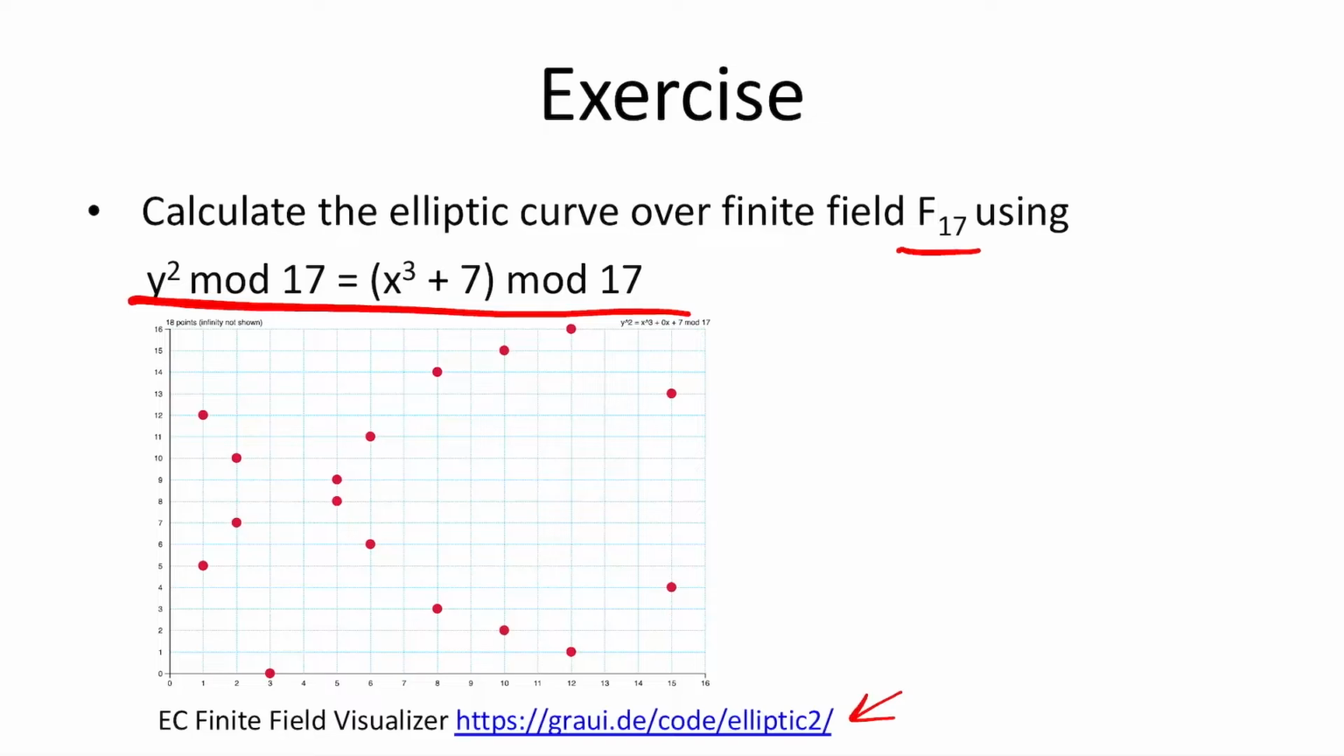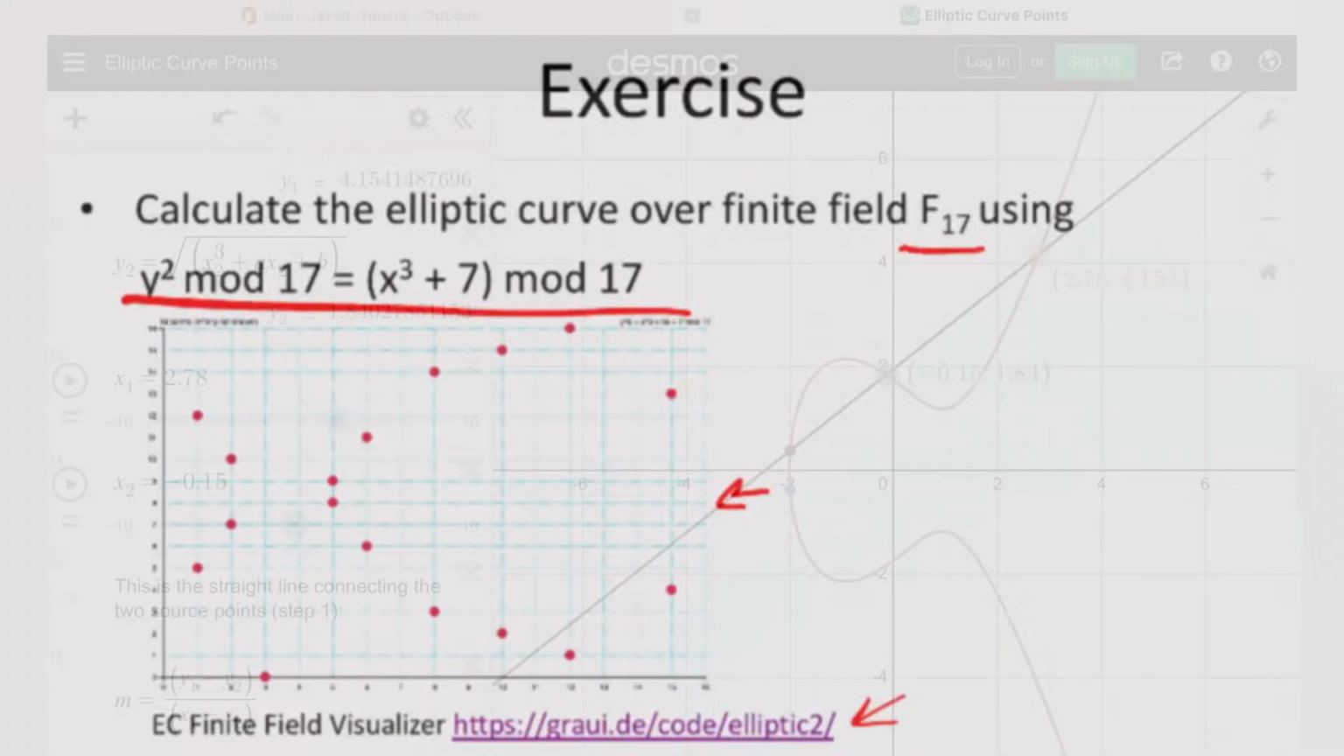So this is the finite field that you get from this cubic equation. It has a total of 18 points that you see plotted in this figure. So this is the finite field. Let's actually try using this elliptic curve finite field visualizer to see how we get this graph right here.